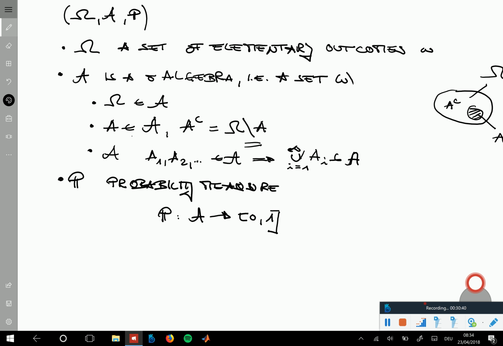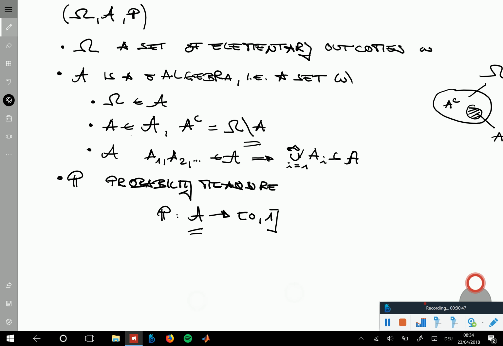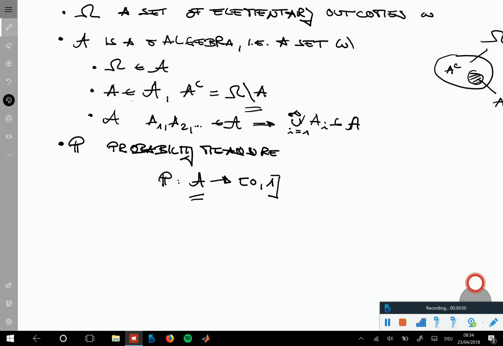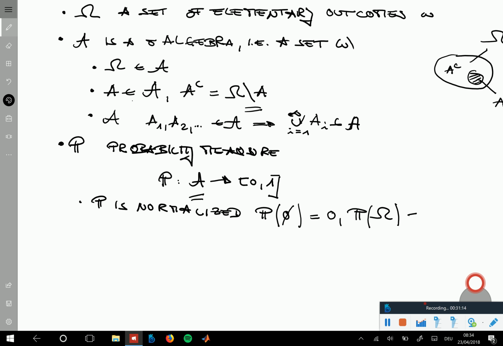But be aware that this P is defined on the sigma algebra, so it's assigning probabilities to sets. And it has the following properties. It's normalized, which means that P of the empty set is 0 and P of the full set, omega, the outcome set, is 1. This applies to probability theory. In measure theory, one doesn't need this normalization. So that's specific to probability theory.